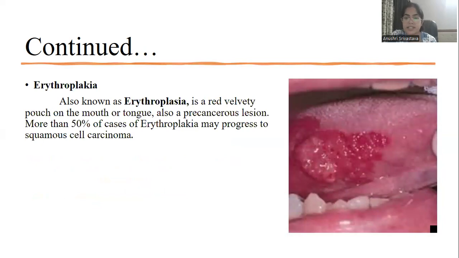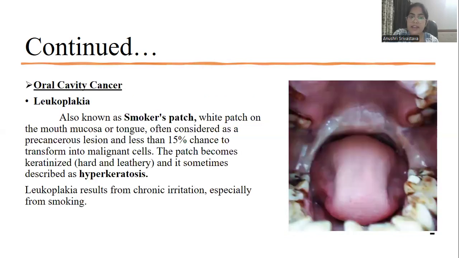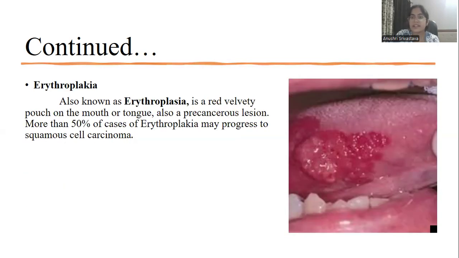Next, erythroplakia. As you can see in the picture, there is a reddish patch or red velvety patch in the mouth or tongue. It is also a precancerous lesion, but there are more than 50% chances that erythroplakia may progress to squamous cell carcinoma of the oral cavity. So both leukoplakia and erythroplakia are precancerous lesions, but there are high chances that erythroplakia will be converted into oral cavity cancer, which is mainly squamous cell carcinoma.